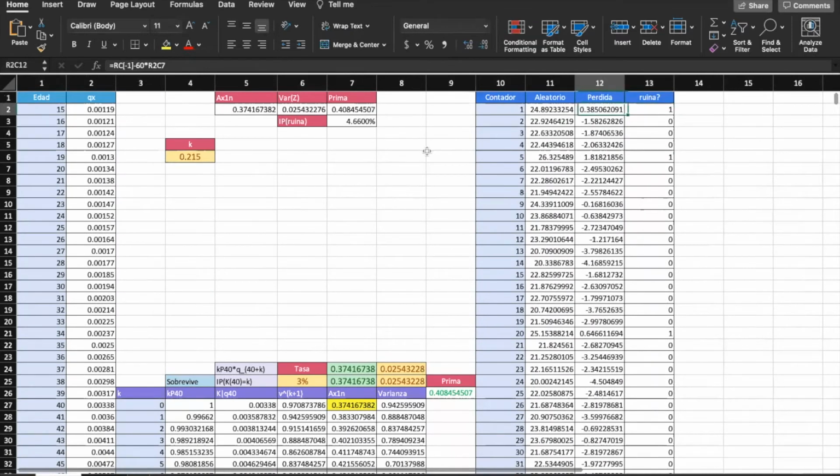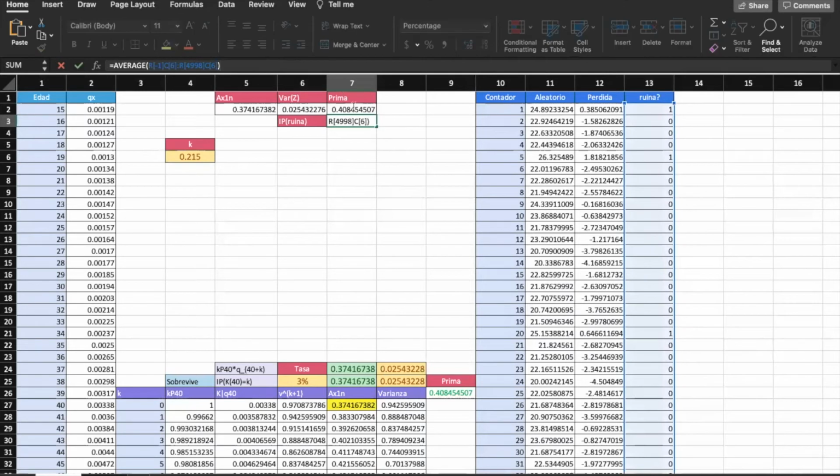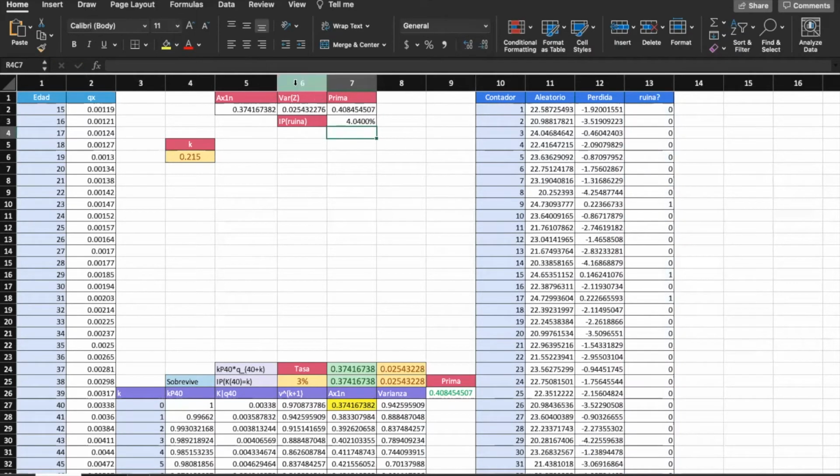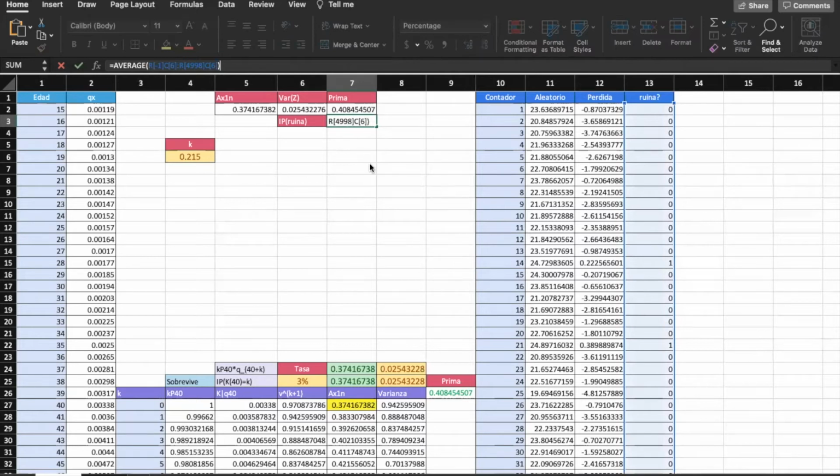And using the central limit theorem, we just get the average of all these numbers over here. So we can have a probability of ruin of 4.6 or of 4%. And we can see that this probability tends to 5%.